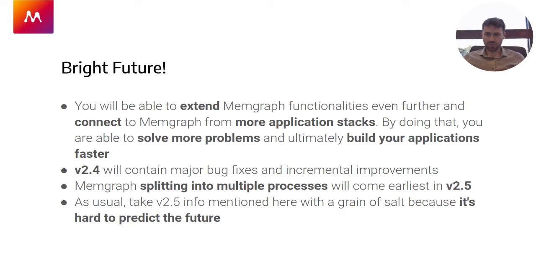In terms of the future, as I said, with this release, you'll be able to extend Memgraph functionalities even further. You can connect to Memgraph from more application stacks, and by doing that, you will be able to solve more problems and build your applications faster. 2.4 will contain major bug fixes on the application side and also incremental improvements. Based on user feedback and developer feedback, we'll try to incorporate as much as possible. At the moment, we are also splitting Memgraph into multiple processes, and that will come earliest in 2.5. As usual, all here is a prediction, and it's hard to predict the future, so we'll see exactly how the whole thing will play out.